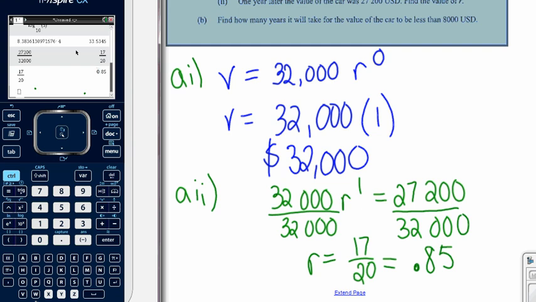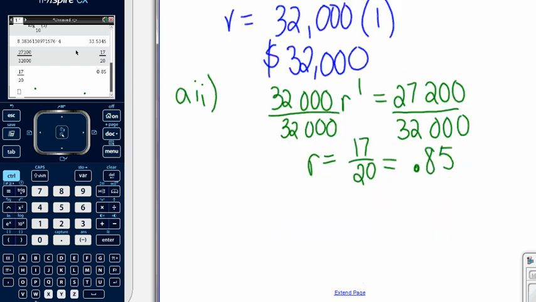And what your calculator is really doing is calculating 17 divided by 20. Okay, so 0.85, just a review of decimals. Don't forget, you could also multiply by 5, right? And we could get a denominator of 100, and that would give us 85 over 100, or 0.85.